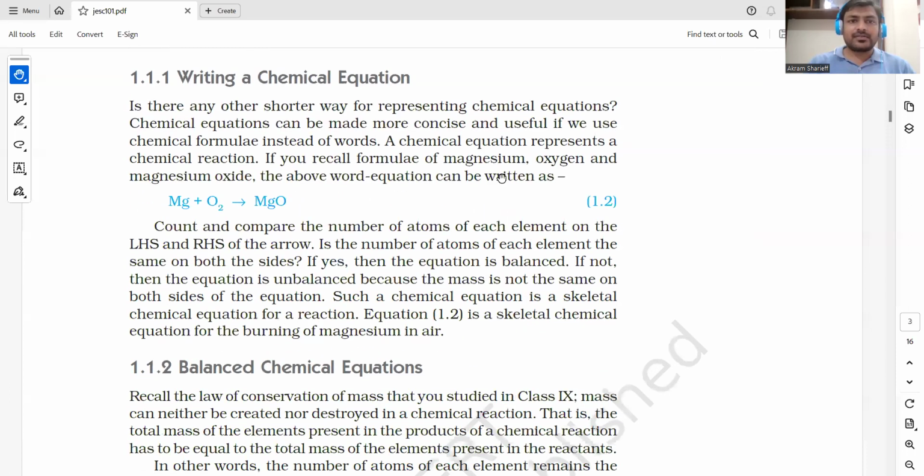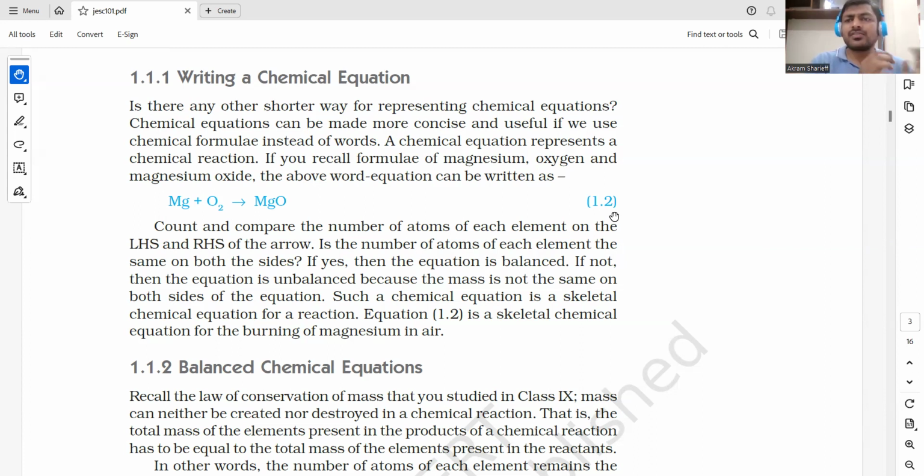Now, writing a chemical reaction equation. So how do I write a chemical equation? We saw the word equation form. Now actually, symbolically how will you write it? Is there any other shorter way of representing a chemical equation? Chemical equations can be made more concise and useful if we use chemical formulae instead of words. So a chemical equation represents a chemical reaction. If you recall the formulae of magnesium, oxygen and magnesium oxide, the above word equation can be written as: Mg plus O2 gives MgO. So what is Mg here?